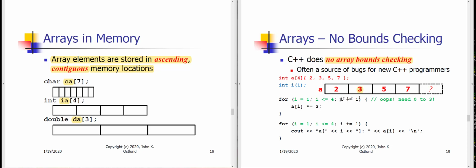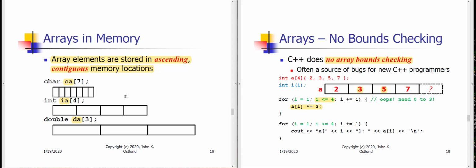Then we move to the next subscript, which is 2, and we change the 5 to a 15. Notice that for each item in here, we're multiplying each one by 3. So this 3 is going to become a 9, this 5 is going to become a 15. This 7 will then become a 21, and when we get out here, notice that our test is i less than or equal to 4. We're going to access a sub 4, and we're going to multiply a sub 4 times 3.